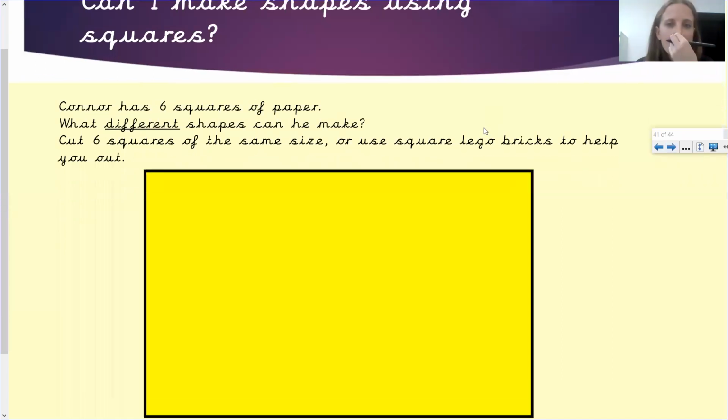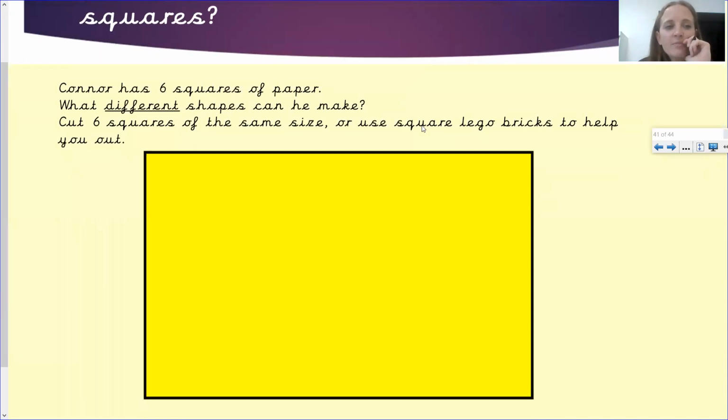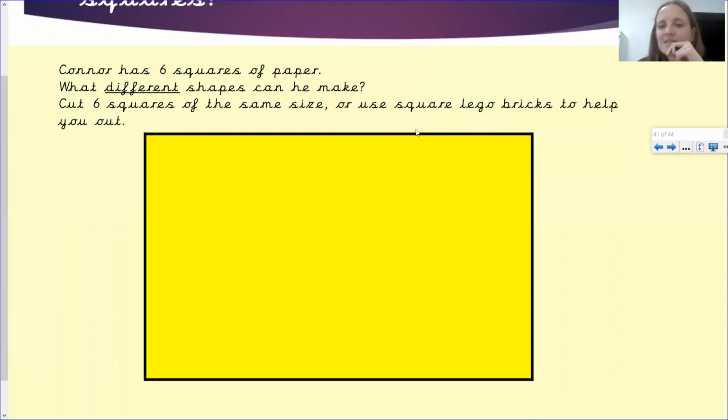Right. Can I make shapes using squares? Connor has 6 squares of paper. What different shapes can he make? So what I would like you to do is go and get a piece of paper and cut it into 6 equal squares. So if you have a piece of paper like mine, I'm going to show you how we can do this. So you're going to cut along the middle. Try and make them as even as possible.